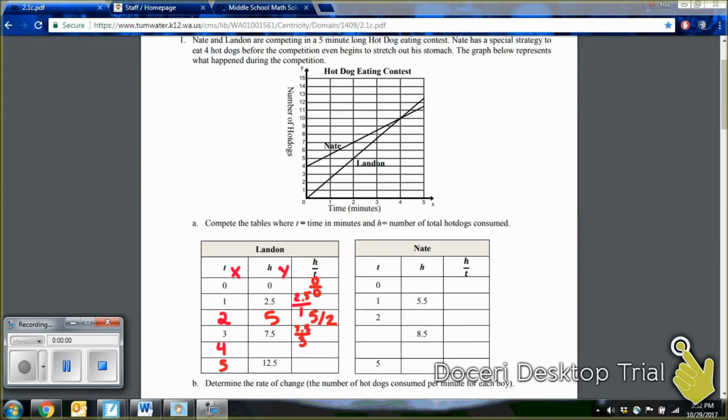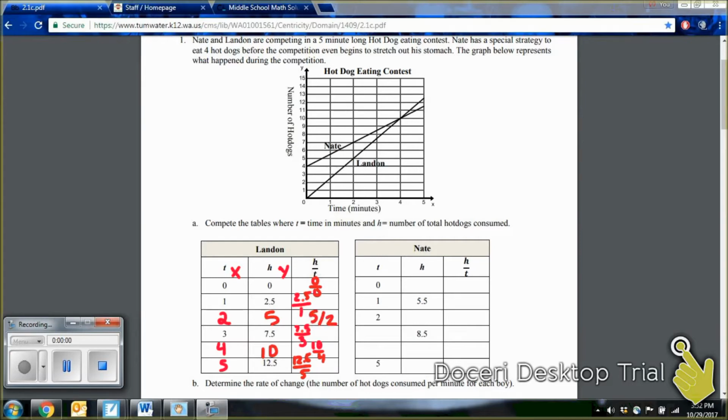Alright, it's been 30 seconds, so let's check how you did. So if x is 4, for Landon here, if I can get my arrow to work. There we go. If x is 4, and we go straight up, our y value should be 10. So we should have 10 right here in the h's. Which makes it 10 over 4 as our slope. And then finally, our last one is already filled in for us. 5 and 12 and 5/10, which gives us 12 and 5/10 over 5. So we have the whole first table for Landon filled in.